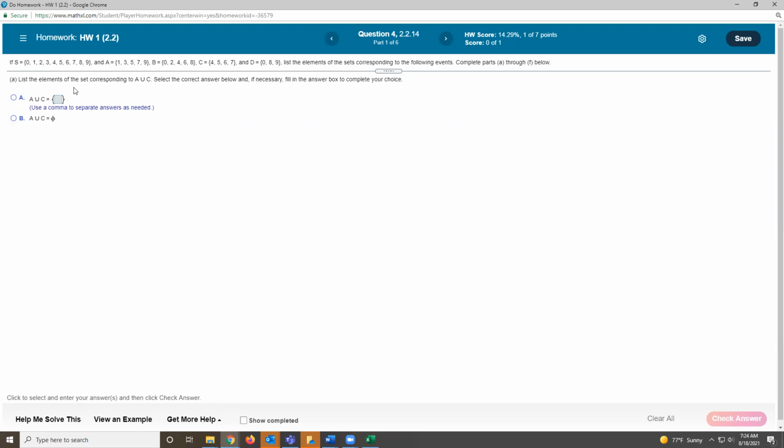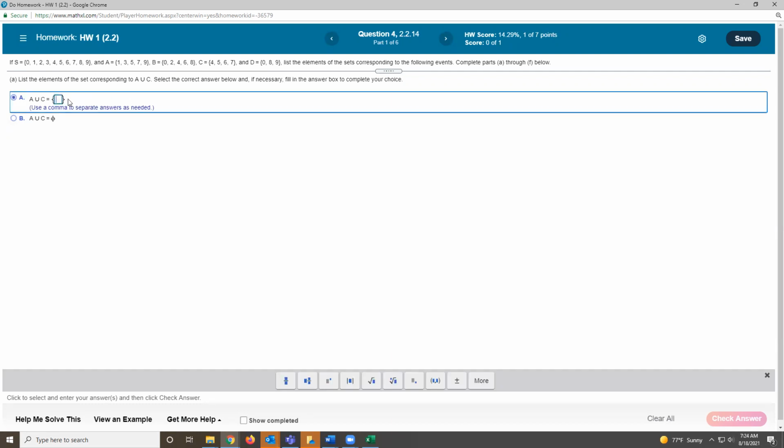So the way I do it is, if I have to find A union C, I'll just first rewrite the whole of A. So 1, 3, 5, 7, 9. And then I'll start writing C, but making sure that I don't write something that I've already written here in the set. So 4 is not being written yet. 5 has been written, so I don't need to rewrite it. 6 has not been written. And 7 has been written already. So that's my A union C.